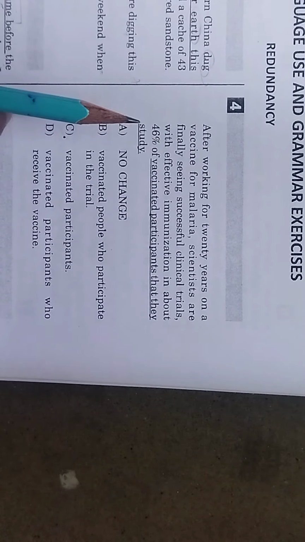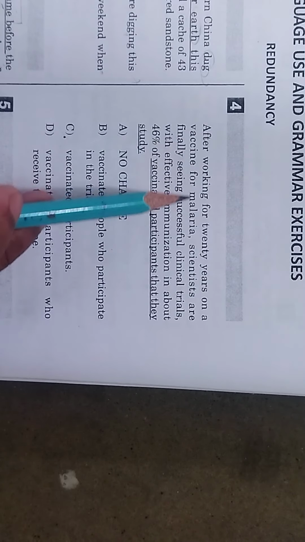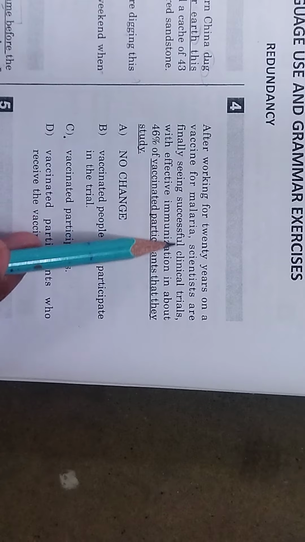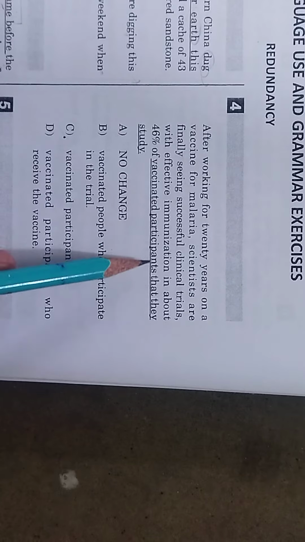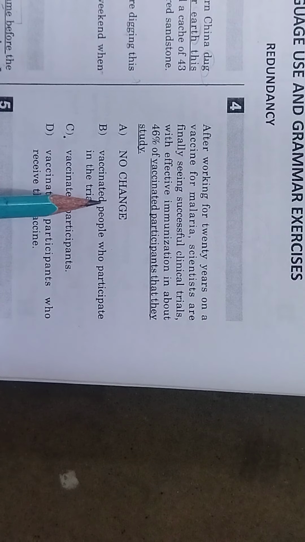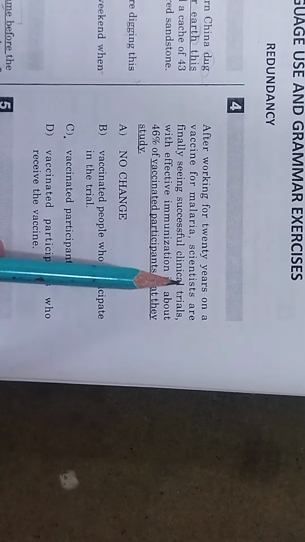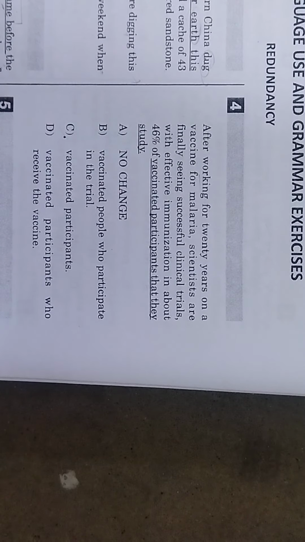Let's see the second last question of this session. After working for 20 years on a vaccine for malaria, scientists are finally seeing successful clinical trials with effective immunization in about 46% of vaccinated participants that they study. First option, no change. In second, B, vaccinated people who participate in the trial. Actually, in the first part of the question, scientists are working. Working means they are doing their activities. They are studying, and whatever they have to do during their research, they do.